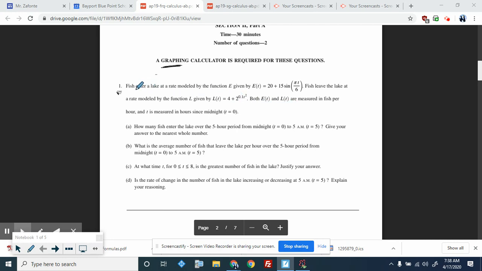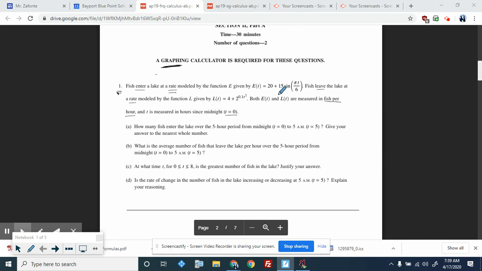It says fish enter a lake at the rate modeled by the function E, given by this function right here. Fish leave the lake at a rate modeled by the function L, given by that function there. It says both E of t and L of t are measured in fish per hour. That gives you a good idea of what's going on here. And t is measured in hours since midnight, so midnight is going to be t equals 0.